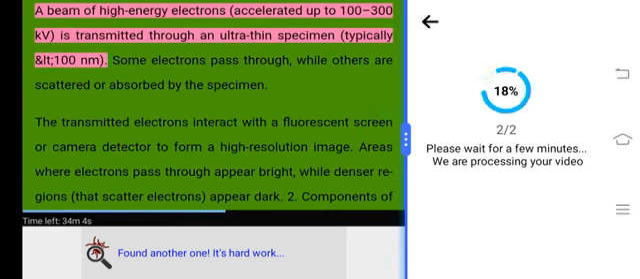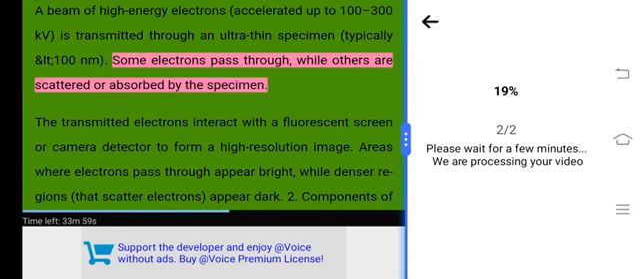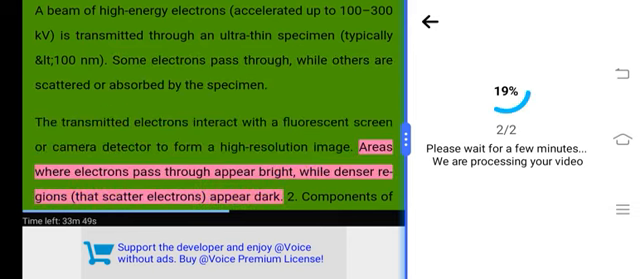A beam of high-energy electrons, accelerated up to 100 to 300 kV, is transmitted through an ultra-thin specimen, typically less than 100 nanometers. Some electrons pass through, while others are scattered or absorbed by the specimen. Transmitted electrons interact with a fluorescent screen or camera detector to form a high-resolution image. Areas where electrons pass through appear bright, while denser regions that scatter electrons appear dark.